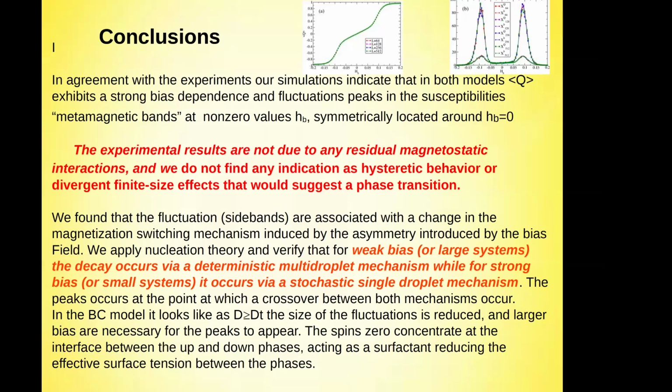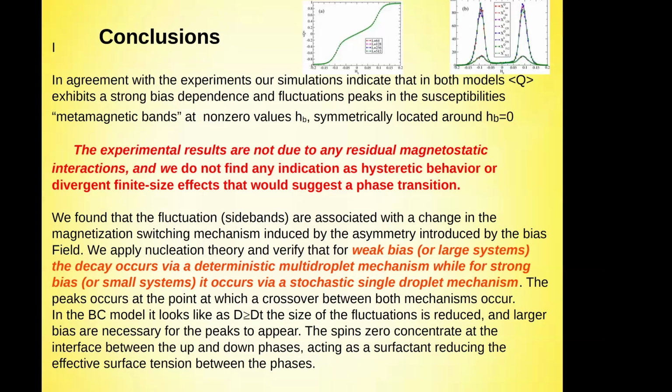What is this change? The change is induced by the asymmetry introduced by the bias field. We apply nucleation theory and verify that for weak bias or large system, the decay occurs via a deterministic multi-droplet mechanism. In this region in the middle, they have the smallest slope, and the switching mechanism is multi-droplet. That means that the system starts to switch, creating droplets of the equilibrium phase that eventually coalesce.